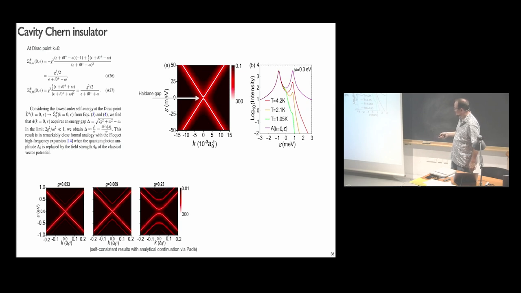In particular, of course, this gap opening is very important. Notice that there are no sideband hybridizations because you can't absorb from the dark cavity. You can only emit into it, right?